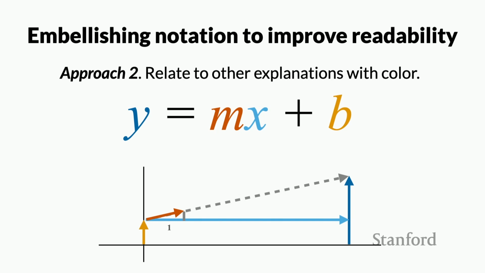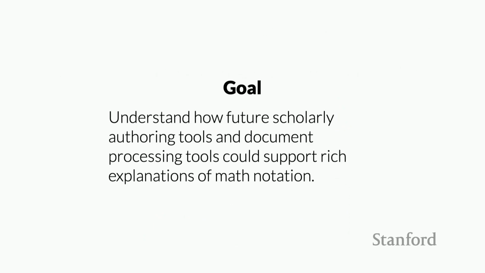Which ends up raising this question, are there other mechanisms that we can use in order to help explain notation? What might those mechanisms be, and what might be the barriers in place to us being able to integrate those into our current reading experiences? So for this project, our goal was to understand how future scholarly authoring tools and document processing tools could support more rich explanations of math notation. And this was a project that was entirely mixed methods and qualitative.